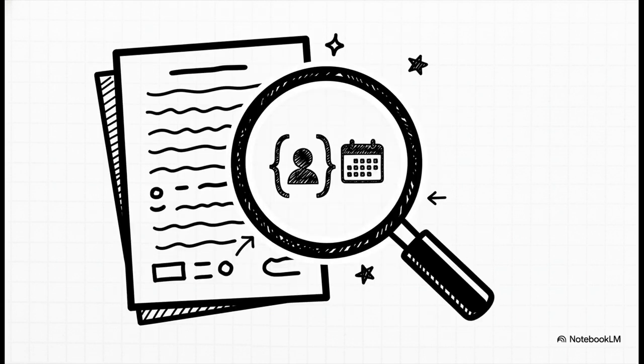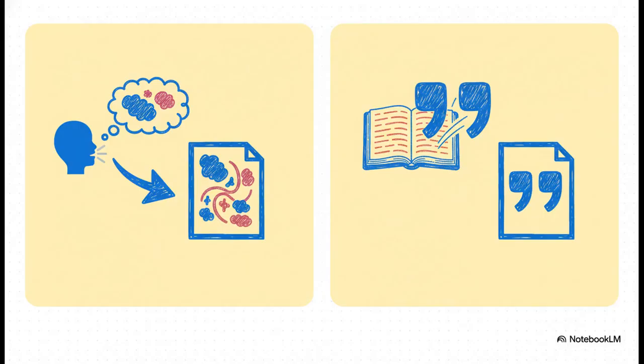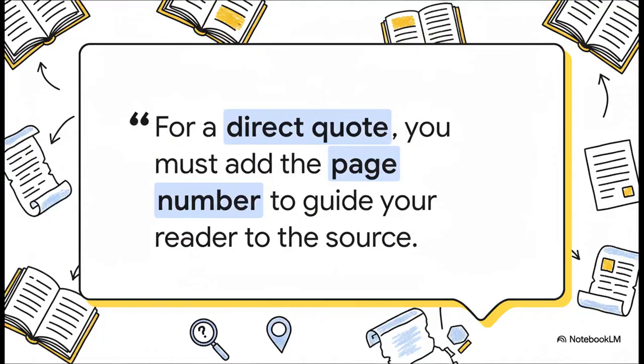So let's start with those in-text citations. You'll see just how easy they are. If you're putting an idea in your own words, all you need is the author and the year. But for a direct quote, you've got to add the page number. It points the reader right there.